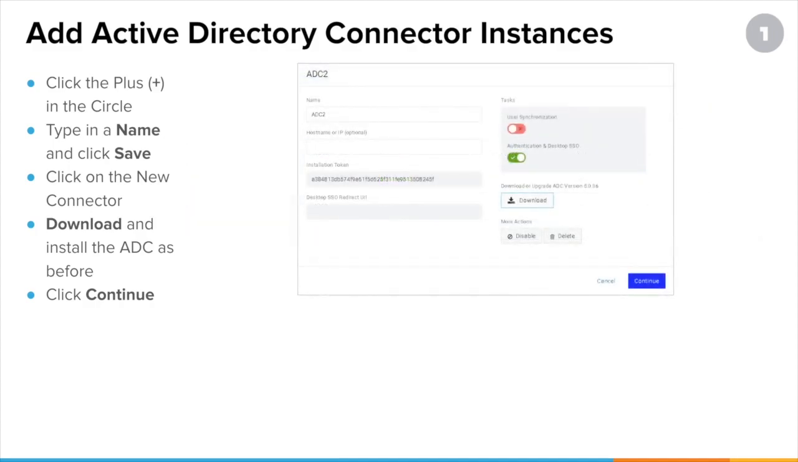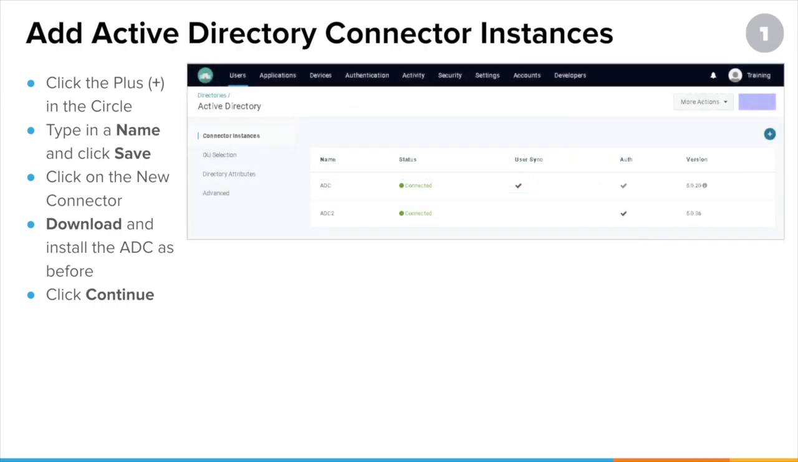In the pop-up, you can now download the software onto the new member server and basically configure it just as we did in the last few steps. When you're done, you will see you have a brand new connector instance and it is all connected up. Now notice, only one of those has a check mark underneath user sync. That means only one connector instance is actively handling the user synchronization process.